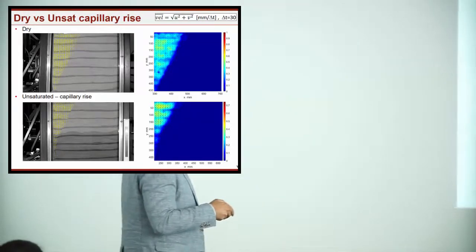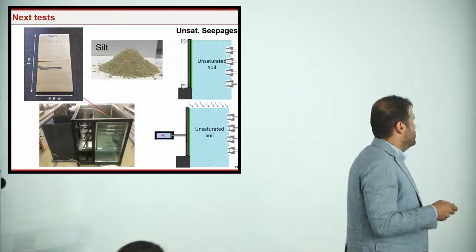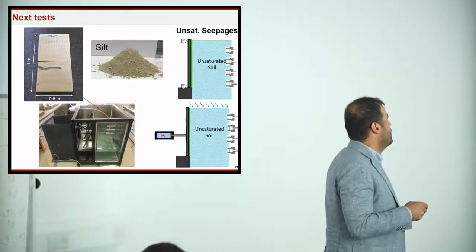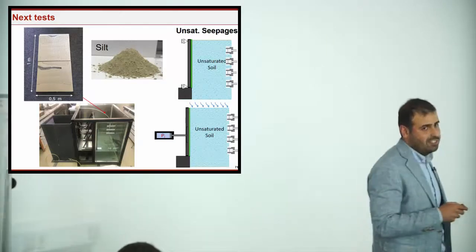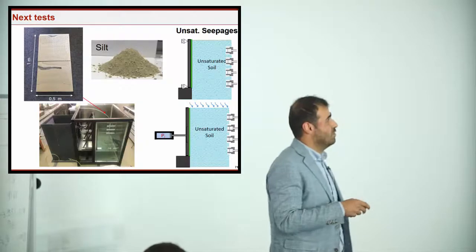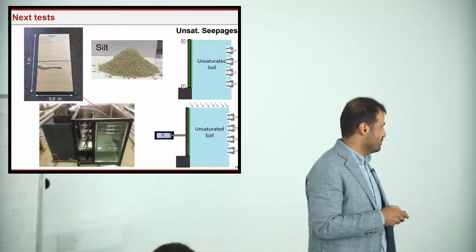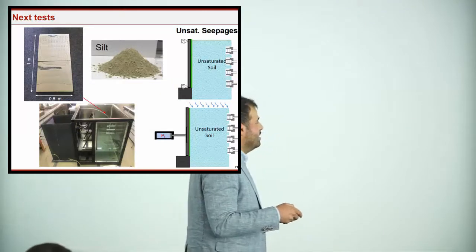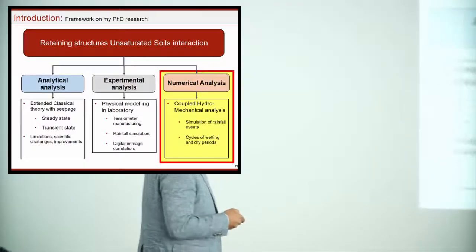So the next step that I'm going to do is to simulate the rainfall event with these huge head showers to simulate the infiltration. I will do the test with a silt soil to see what the impact of the rainfall is on this kind of material and how it changes the lateral earth pressure.